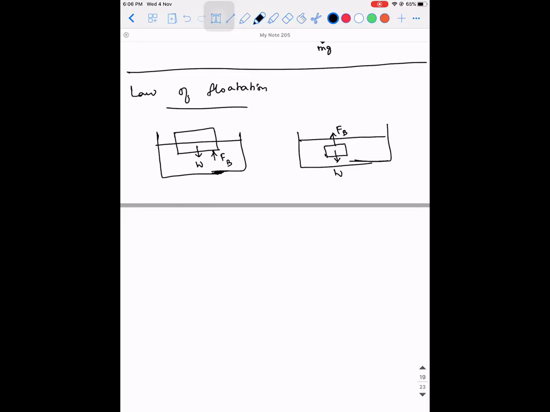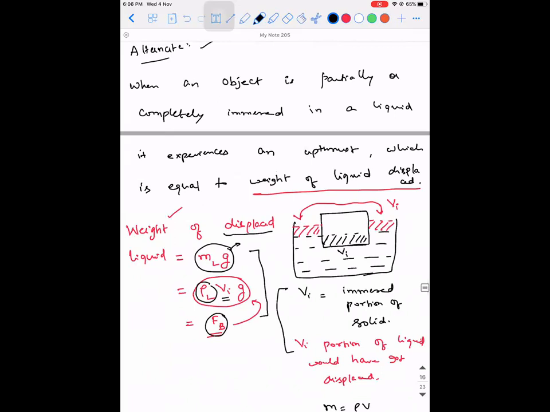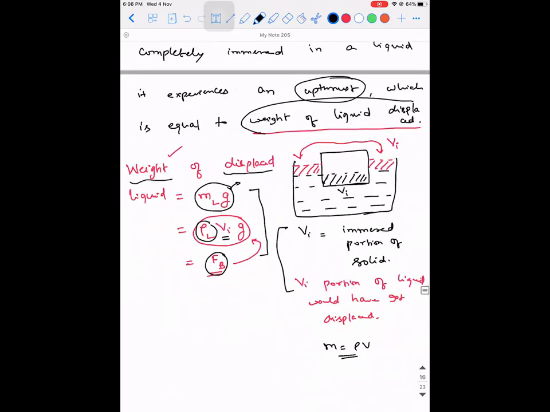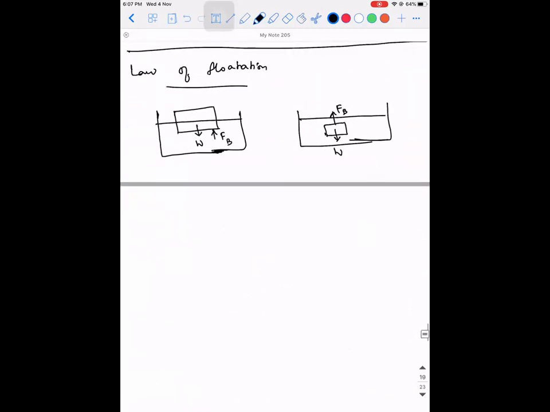Volume of the immersed object. No, weight and volume cannot be compared. Weight is a different physical quantity, volume is something else. Weight of the liquid displaced is equal to, someone is saying, the immersed portion of the solid. Weight of the liquid displaced is equal to upthrust. I've been telling you, weight of the liquid displaced is buoyant force. So remember, wherever you see weight of the liquid displaced, indirectly it is buoyant force.